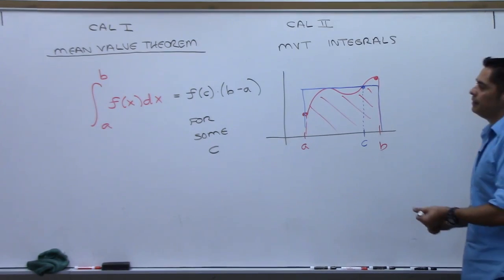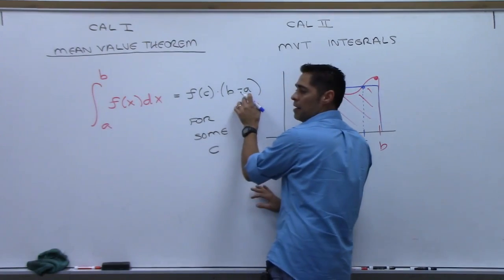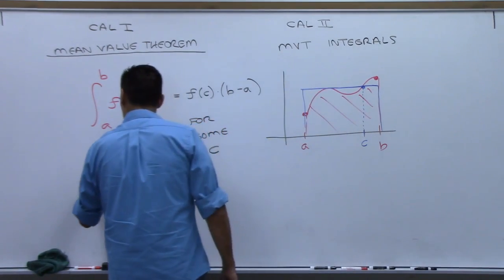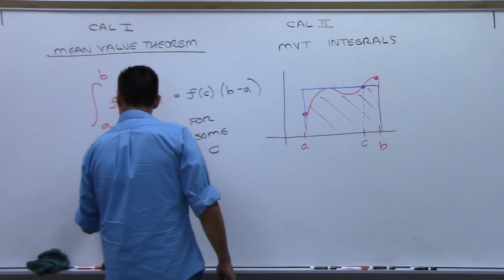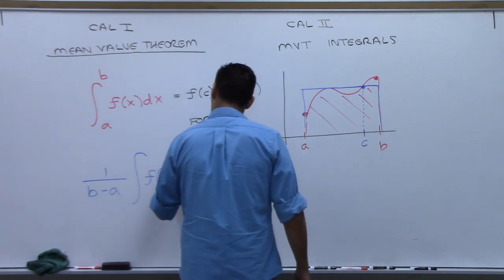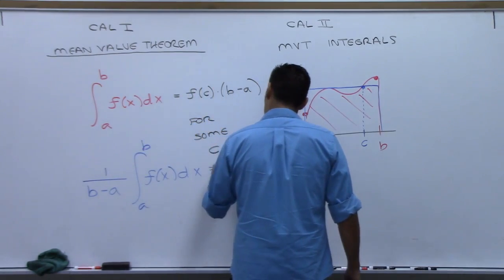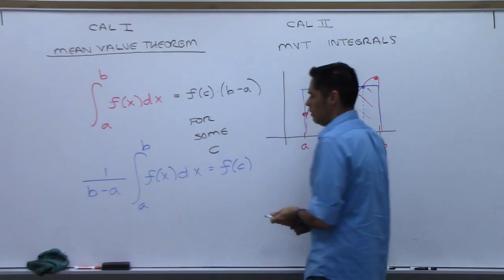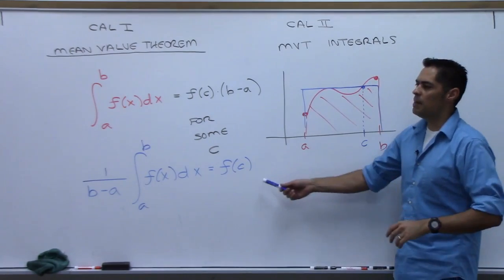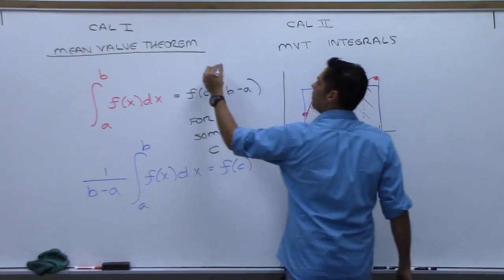And then you can do one more thing here. You can divide both sides of this equation by b minus a, and you get this formula: 1 over b minus a times the integral from a to b of f of x dx equals f of c. So that looks a little bit more like the one that we had a second ago.